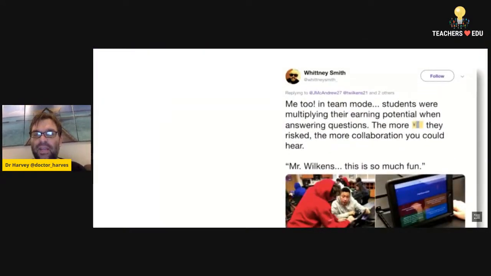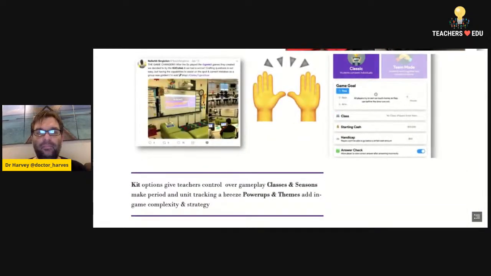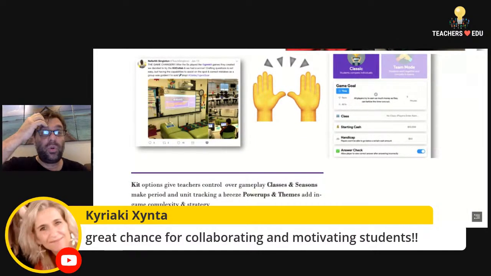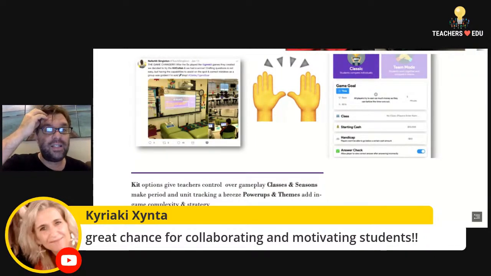So there's an example of team mode, where students are multiplying their earning potential by answering questions, and they're all talking between each other to try and beat Mr. Wilkins in this particular example. And there's a couple more tweets there: a game changer around crafting questions that are easy, and having the capability to assist, using Kit Collab.